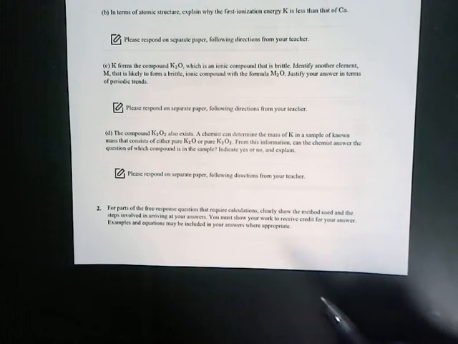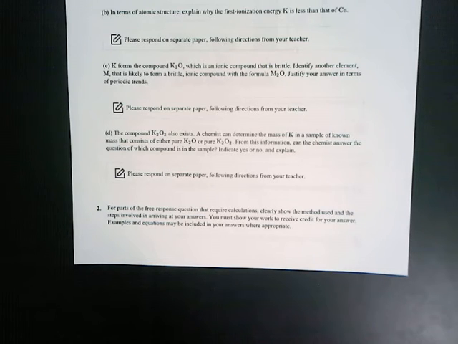Okay, so moving on here to 1D. It says the compound K2O2 also exists. And a chemist can determine the mass of potassium in a sample of known mass that consists of either pure K2O or pure K2O2. So the question is, can we determine which compound is in the sample? Indicate yes or no. Well, yes, chemists can do a lot, and we can definitely do this here.